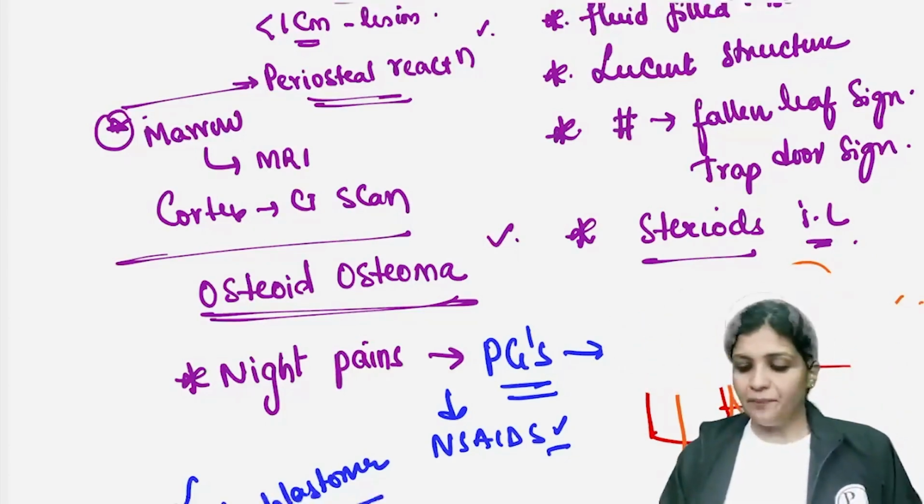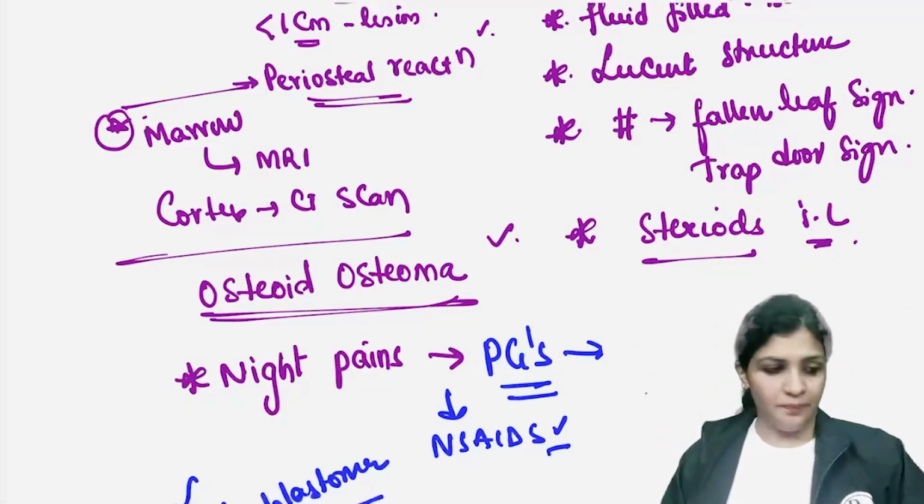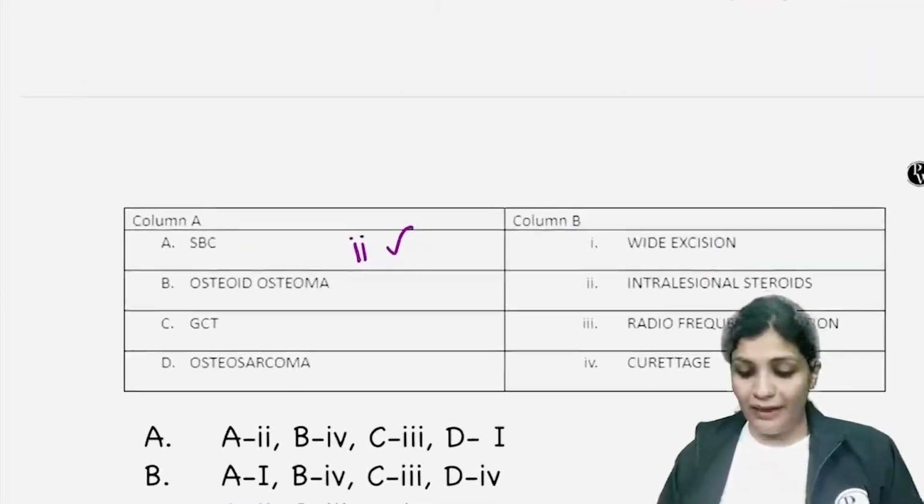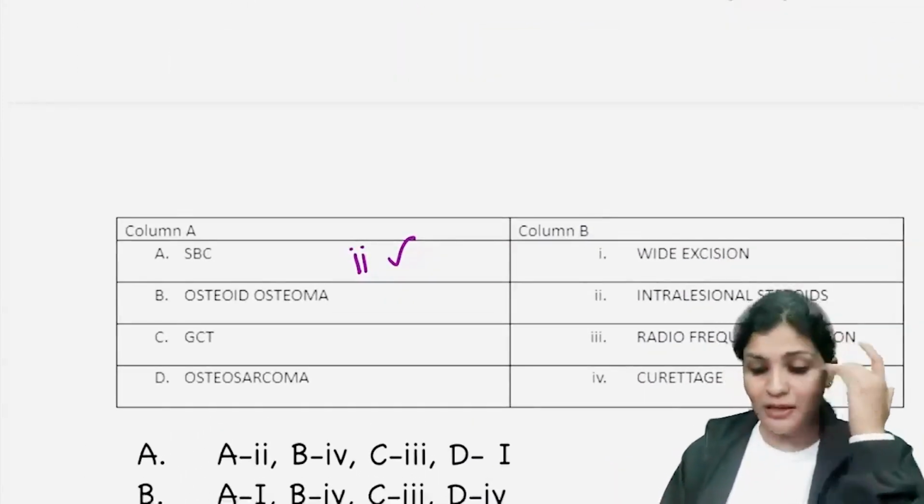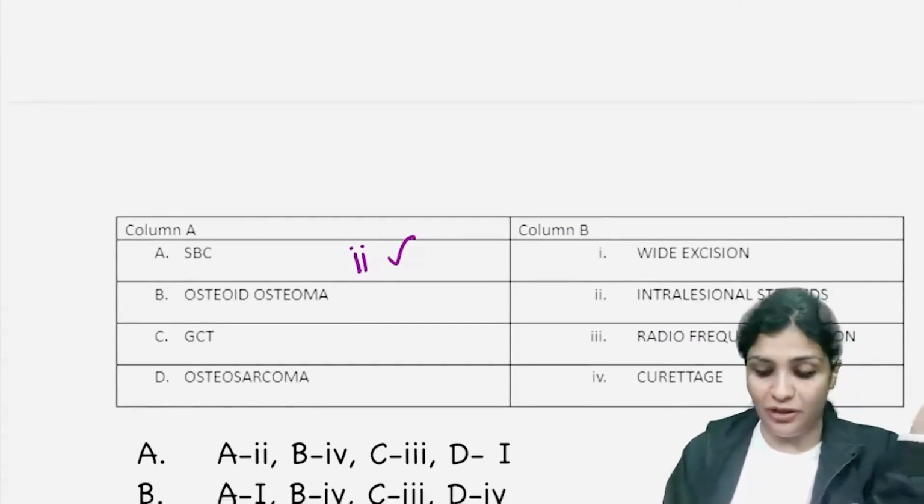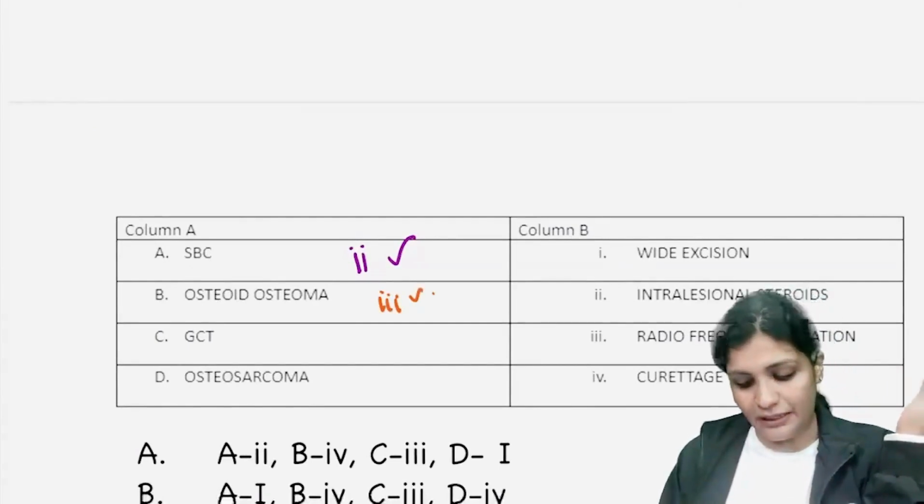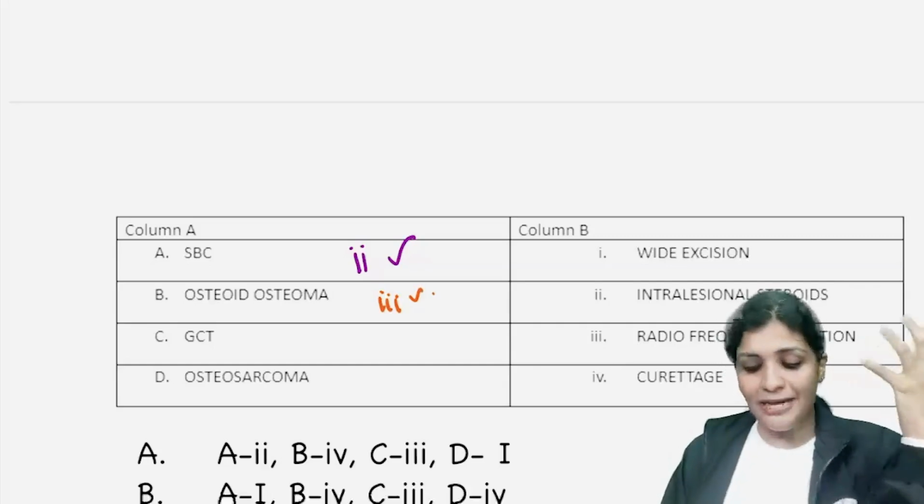So that is it. Now, how do you treat osteoid osteoma? Let's go back here. The treatment of osteoid osteoma can be done with radio frequency ablation. So the answer here is 3. It can be treated with radio frequency ablation.